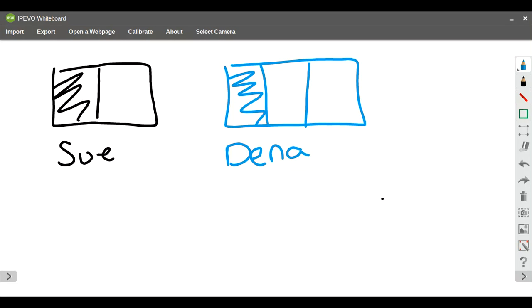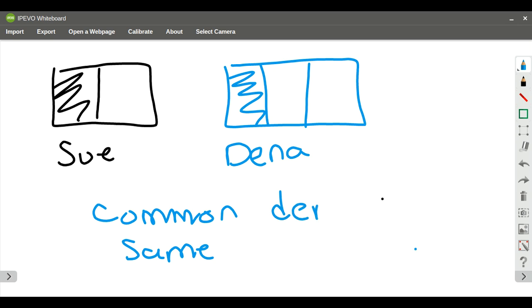All right, so in today's lesson, we are going to continue our work with fractions, and we are going to be looking to find common denominators. And so when we talk about common denominators, common really means same. So we're looking for denominators that are going to be the same.